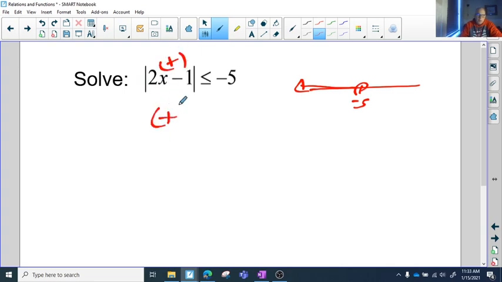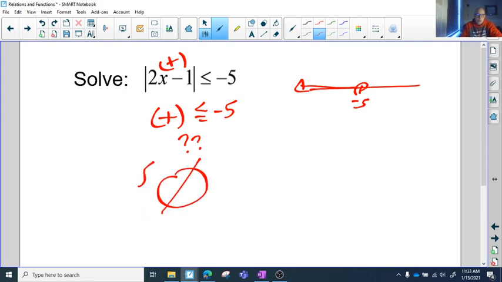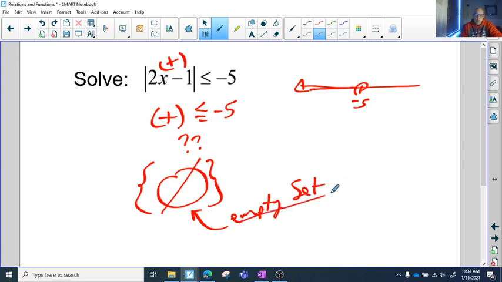So I'm tasked with trying to figure out where some positive number is going to be less than or equal to negative 5. You may say, well, that can't happen. That's impossible. And you're absolutely right. That is impossible. This would be an empty set. There are no possible solutions. And we've seen that before, but I'll refresh your memory. That is a symbol that means the empty set, sometimes called the null set, meaning no possible solutions. Doesn't matter what you put in there for x, there's no way this could possibly work.